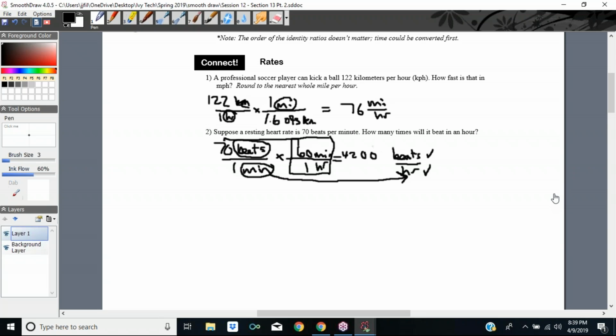All right, so come in, do you see what we're doing there? The 70 is not the time, it's how many beats in 1 minute. Okay, good. If you just write this as your first piece, 70 beats over 1 minute, then you'll know what to convert. All right, perfect.